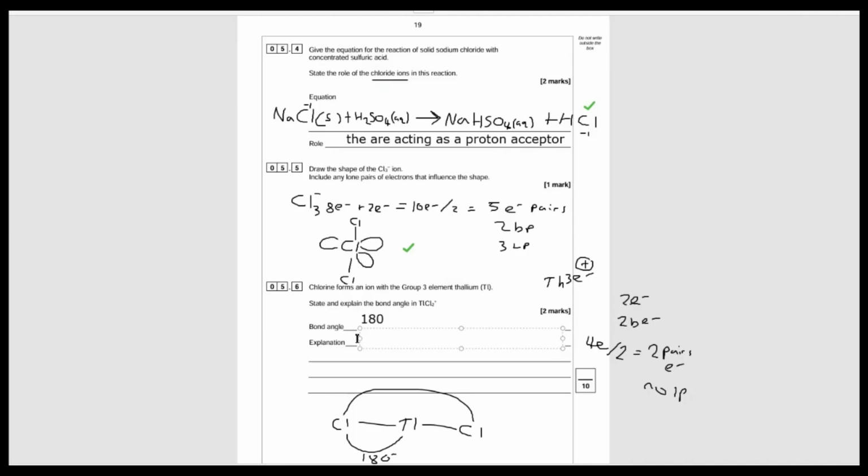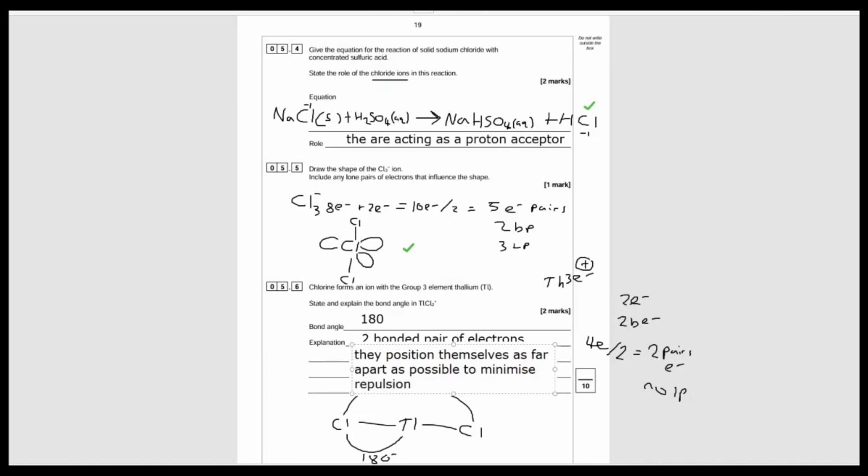And the explanation, I don't want to write all that business that I've just put down there on the right about 3 electron pairs. So I'm going to say 2 bonded pairs of electrons. They position themselves as far apart as possible to minimize repulsion between the pairs of electrons.